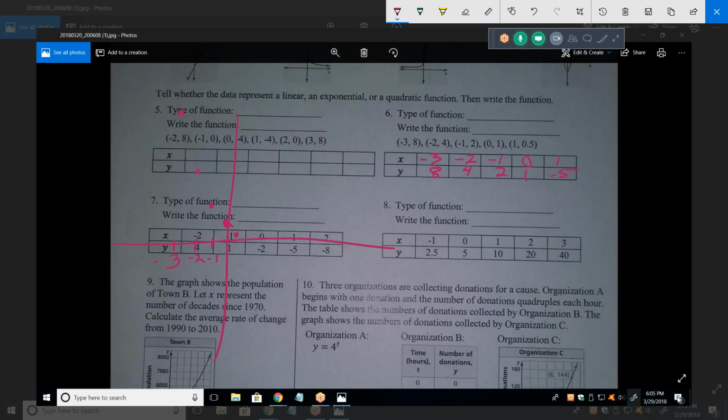Now, I would say that's probably linear, only because they didn't give us more points. If it was exponential, they would have probably given us more points so that we could have seen a curvature like that. So I'm thinking this is linear, and that's where we're going to begin. We're going to call it linear, and then we're going to try to come up with an equation.